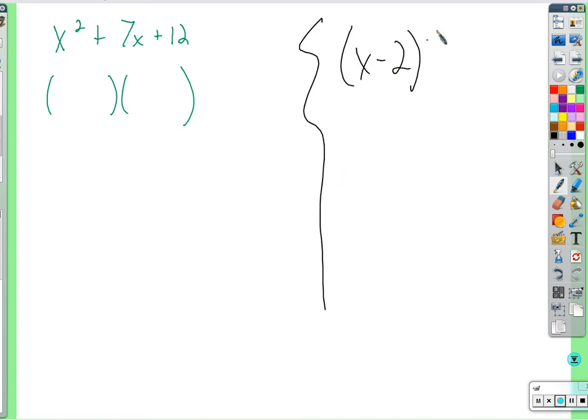x minus 2 times x plus 17. Picking numbers at random. Not related to this green problem over here, just totally different numbers I'm picking. But it will help us when we go to factor this other one. Can someone instruct me on how to multiply these two things together?